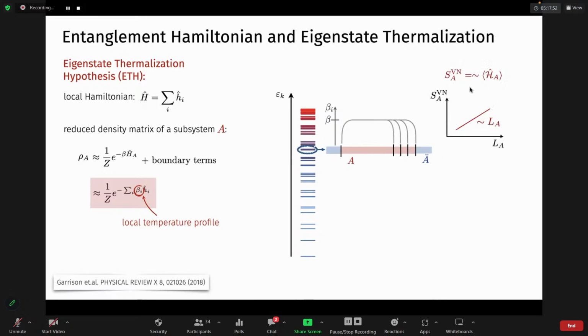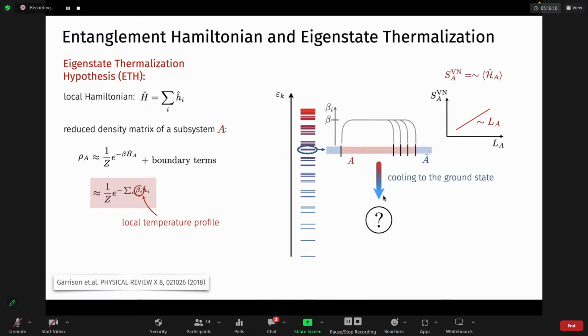And what you can conclude from that, if you remember that the von Neumann entropy was basically the expectation value of this entanglement Hamiltonian, is that in this one-dimensional scenario that I have drawn here, your von Neumann entropy will scale linearly with the subsystem size. It will, in general, scale with the volume of the subsystem. You have volume law entanglement in such highly excited states.